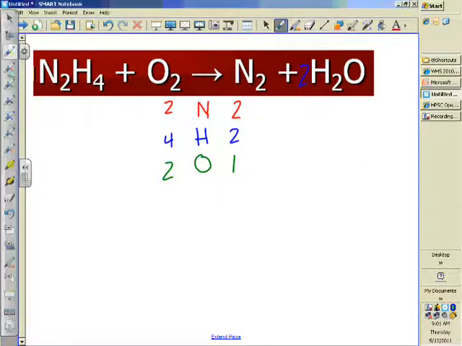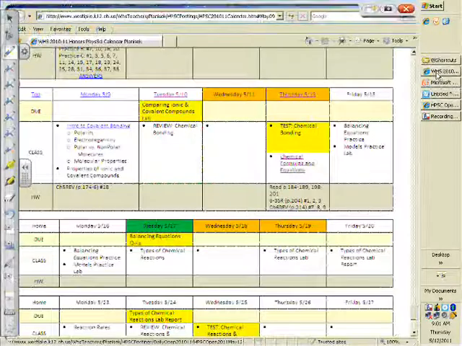No. This coefficient applies to the entire molecule. So by doing this, we're doubling the hydrogen, we're also doubling the oxygen. Can't do it that way. Got to find some other way to do it. Alrighty.